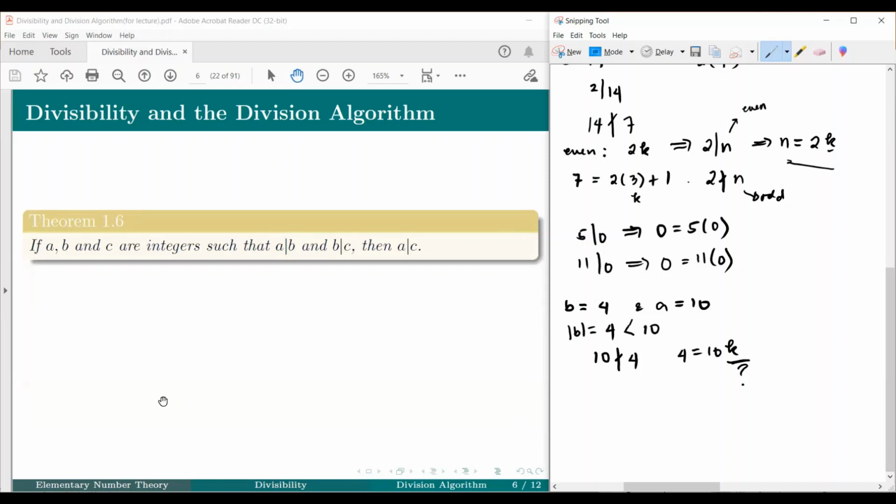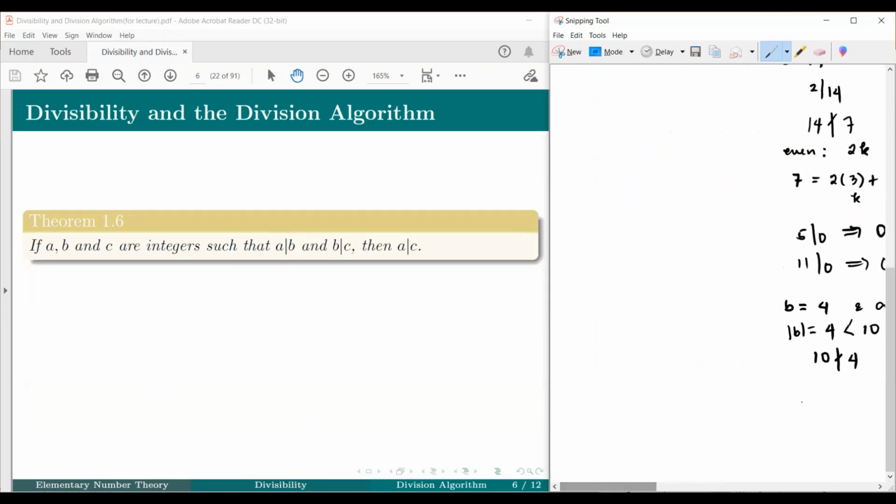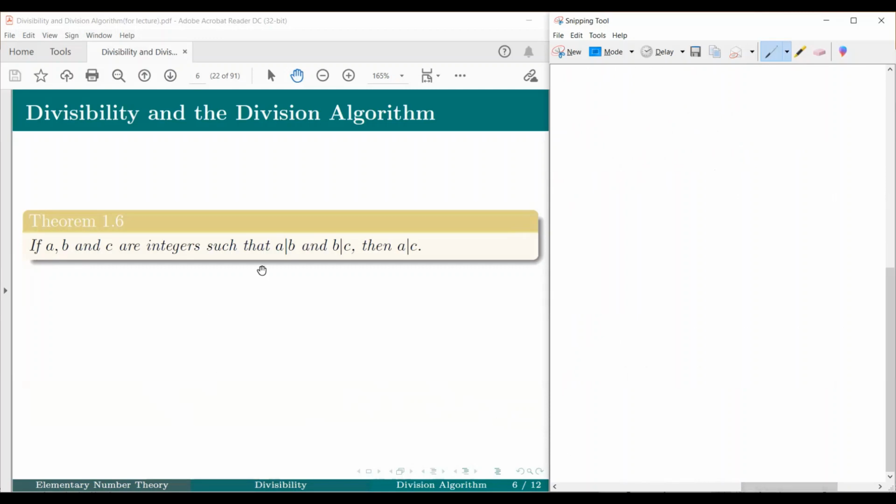Okay, let's have here Theorem 1.6. For this theorem, a, b, and c are integers such that a divides b and b divides c. Then a divides c. As you notice in this theorem, we have a divides b and b divides c. Then we can say that a divides c. It is the transitive property.